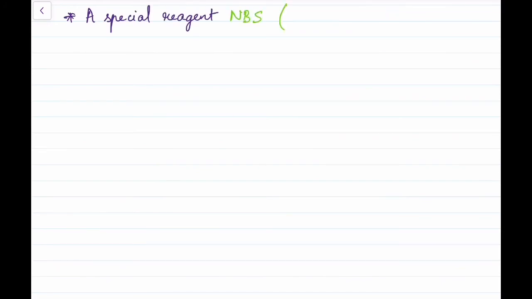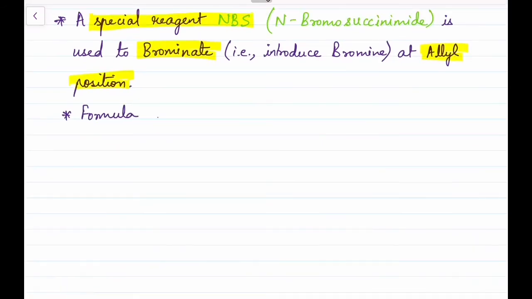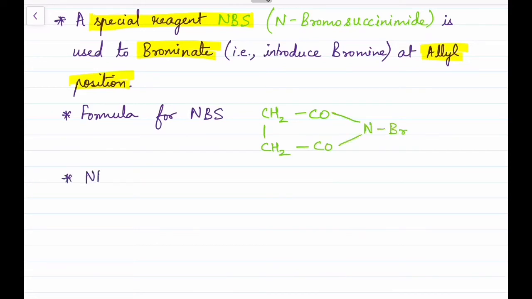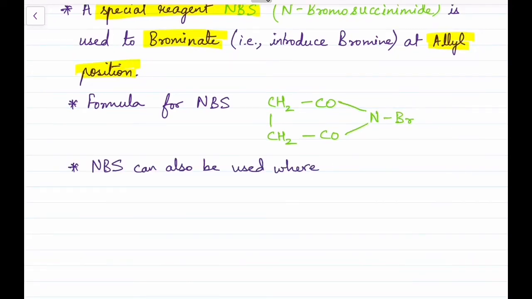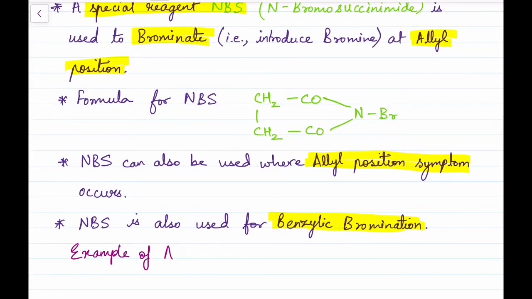A special reagent NBS, which is N-bromosuccinimide, is used to brominate at the allyl position. What is the meaning of the word brominate? That is, introduce bromine. So please remember this, a special reagent NBS is used to brominate at the allyl position. We've also written down the formula for NBS for you. Also another thing to remember is NBS can also be used where allyl position symptoms occur, where it is similar to an allyl position. And NBS is also used for benzylic bromination. We'll see examples of these points to clarify them further.